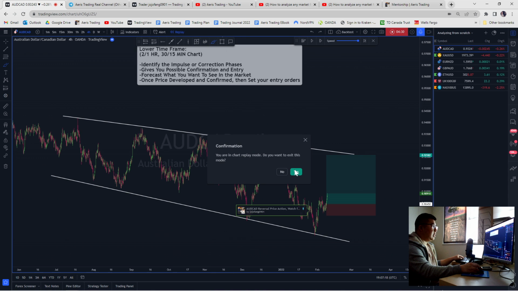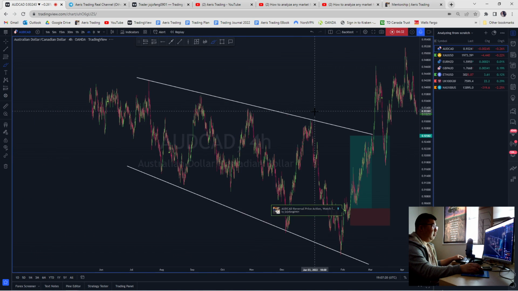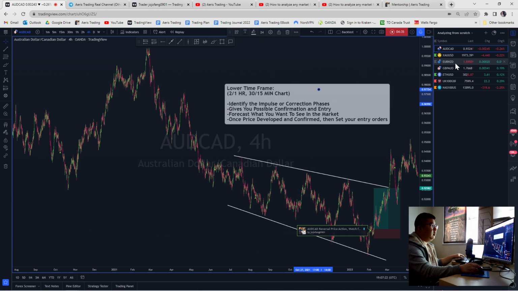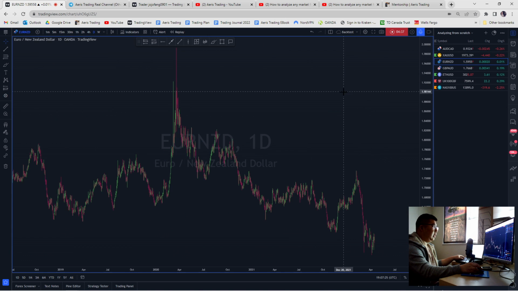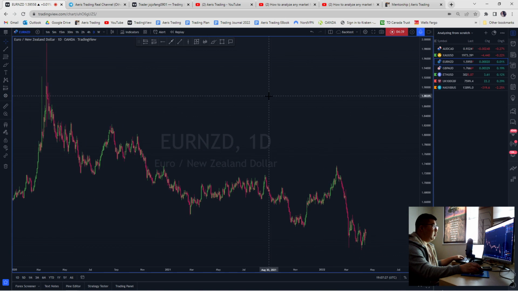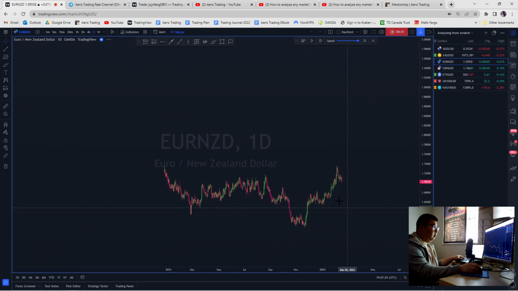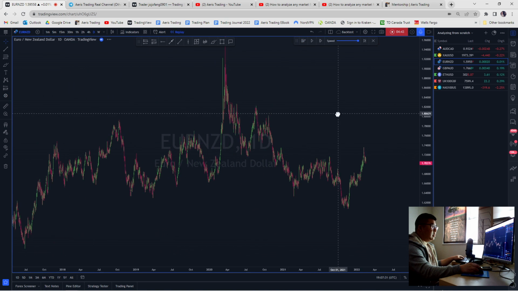Okay, so that is an example of one trade that I'm looking for confirmation on the lower time frame. Now let's do a few more examples of this so that it's easier for you guys to see. We're going to look at Euro Kiwi here, and I'm going to replay all this before the move has happened. So this is what we're seeing currently right now.